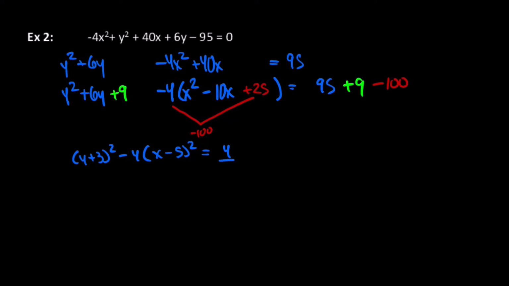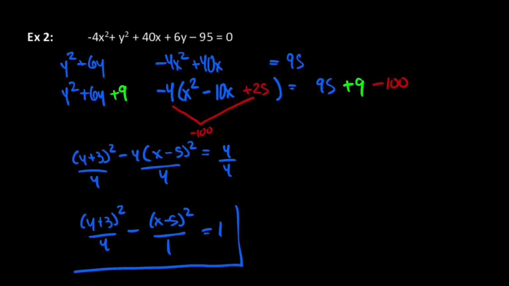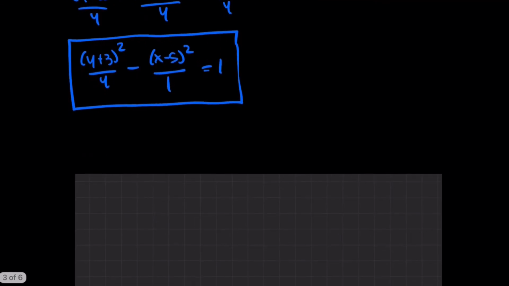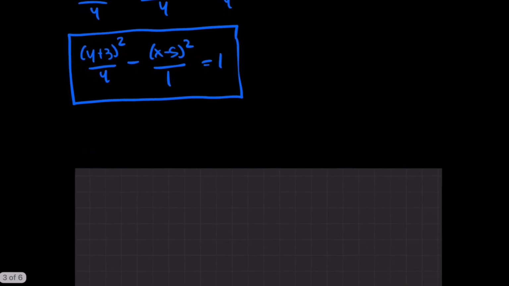Now what I can do is divide both sides by 4 to get my standard form. Y plus 3 squared over 4 minus x minus 5 squared over 1 equals 1. There's my standard form equation. Before I make a sketch, I'm going to take a look at this and say, oh, it's y squared minus x squared. That means it's going to be an up-down hyperbola.